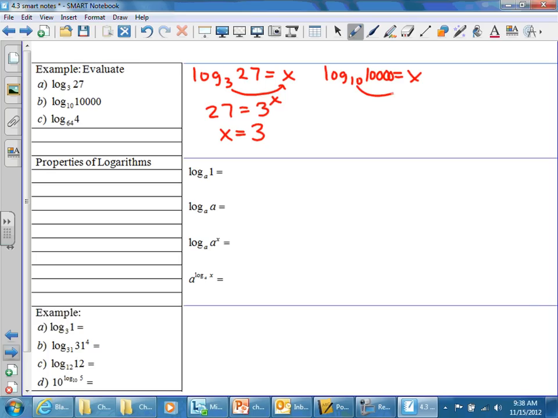So let's do the same thing. So 10 raised to the what is 10,000. Well, that was 1, 2, 3, 4 zeros. So x would be 4.